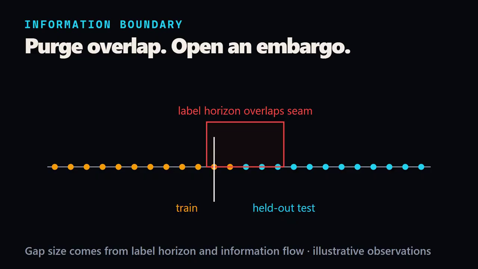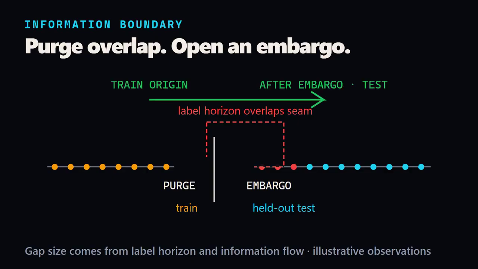Protect a real handoff. If a training observation's label or evaluation window overlaps the test boundary, purge it. Leave an embargo gap after the boundary so nearby information cannot leak forward. These steps matter only when training or selection uses the training side. They are data hygiene, not a performance statistic. Size the gap from label horizon and market process.